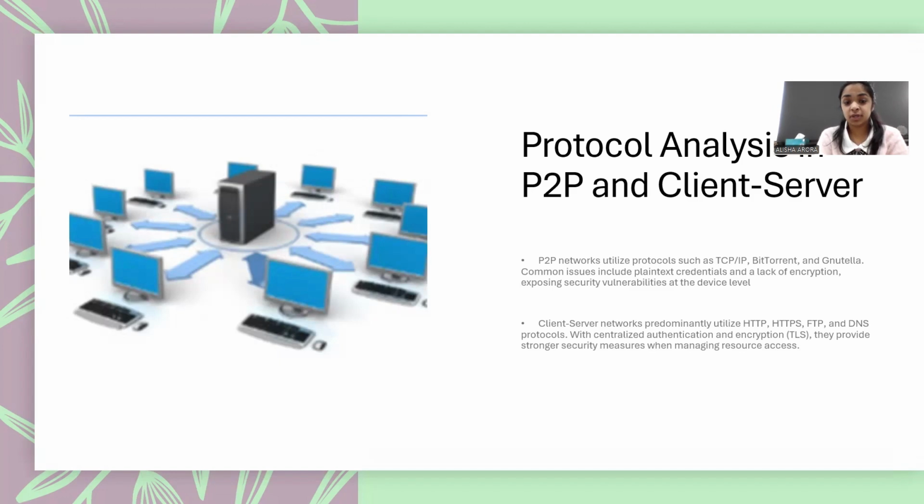So, let's now dive deeper into how protocols behave in both network models. In peer-to-peer networks, protocols such as BitTorrent and Gnutella are commonly used. While these allow for decentralized communication and data sharing, they often lack built-in encryption. This can lead to significant security risk, especially when credentials or sensitive information are transmitted in plain text. The lack of a central authority also makes it harder to enforce uniform security standards.